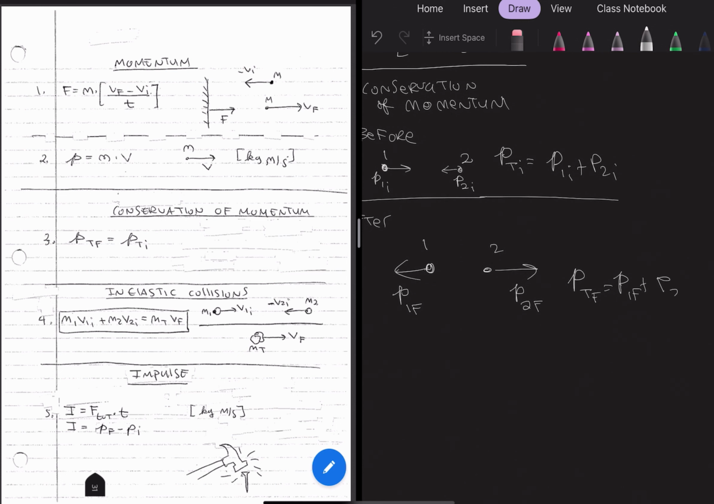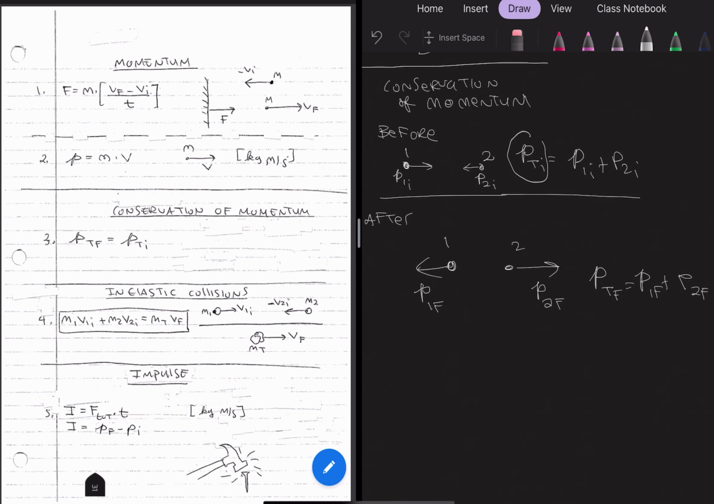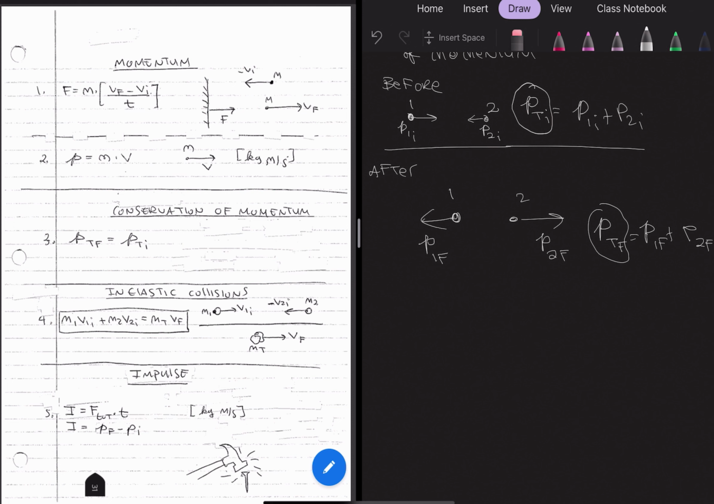So the basic idea is that you always find the total initial momentum and the total final momentum. And the conservation of momentum says that whatever these objects are doing, whatever their mass and whatever their velocity, all those things can change, but something is always going to remain the same if there is no external force acting on the object. And what is always going to be the same is that the total momentum before the collision is always going to equal the total momentum after the collision. So this is called the conservation of momentum.